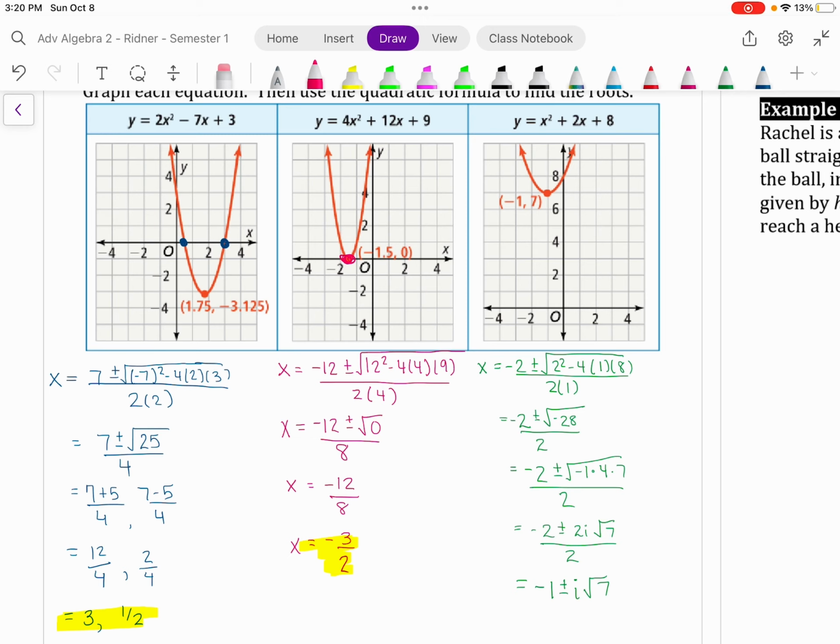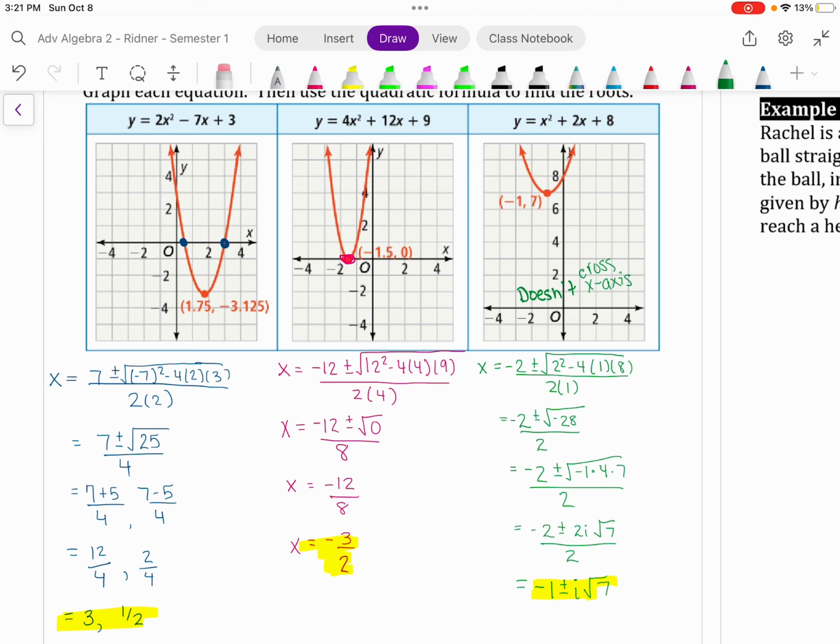Or in our third case here, I have no real solutions, meaning it doesn't cross the x-axis at all. Whoops, helps if I put the word cross there. It doesn't cross the x-axis at all. So how did we get these numbers?